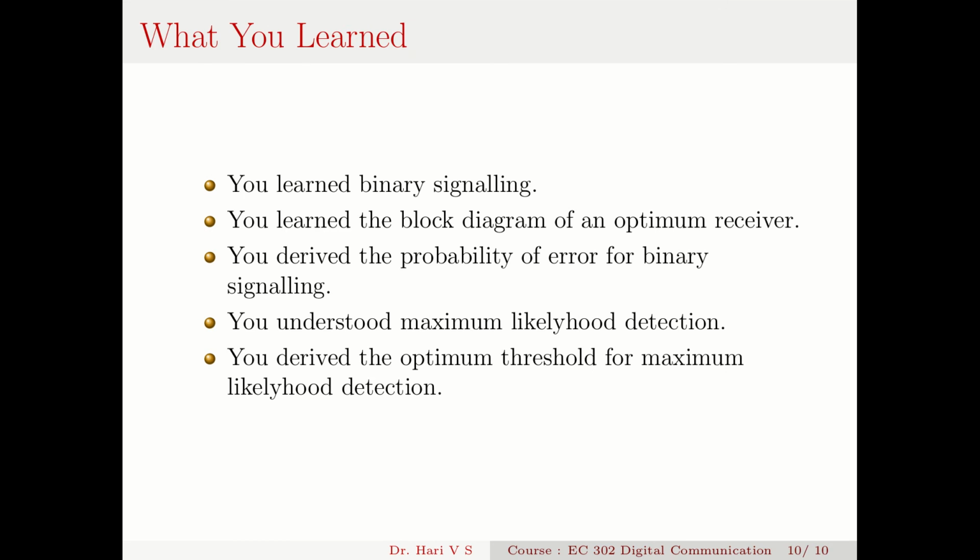Now in this video you understood the binary signaling, then you learned the general block diagram of an optimum receiver, then you derived the probability of error for binary signaling, then you understood the maximum likelihood detection, then you derived the optimum threshold for maximum likelihood detection. And that is the end of this video.